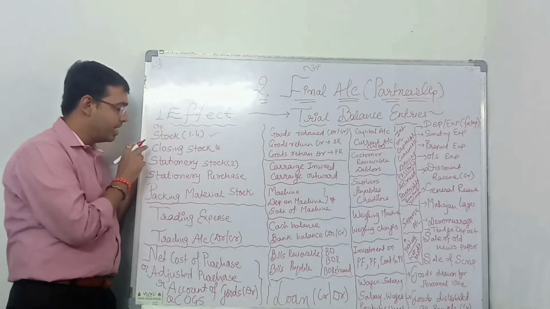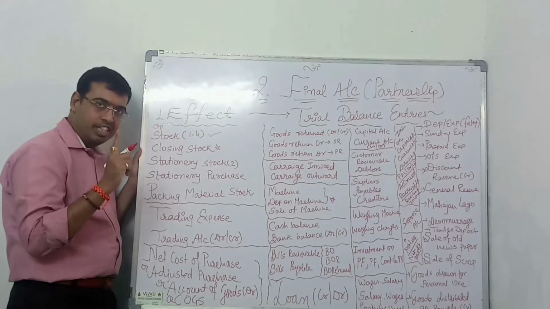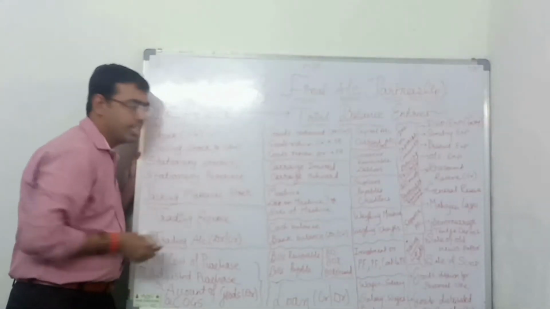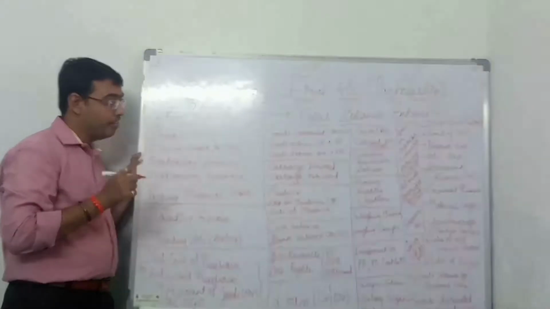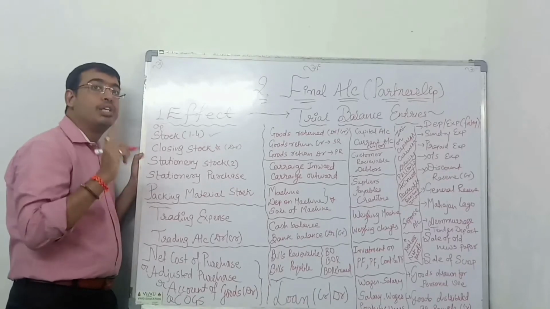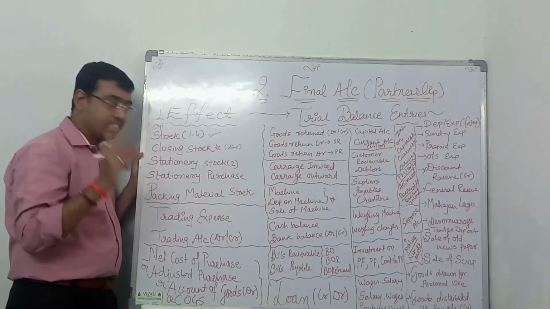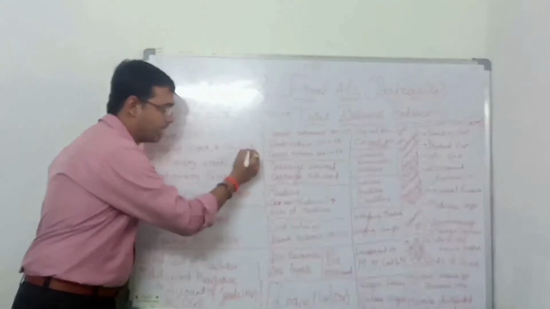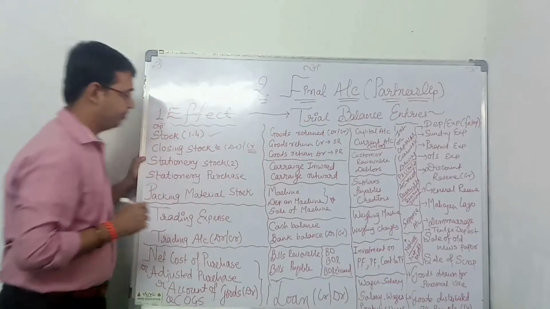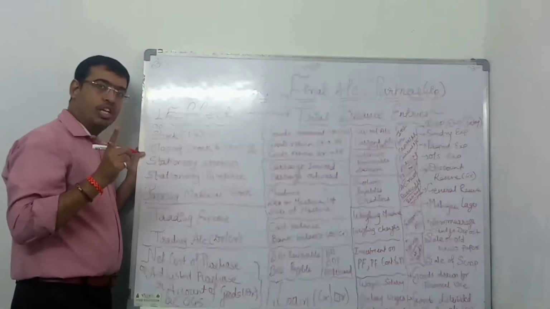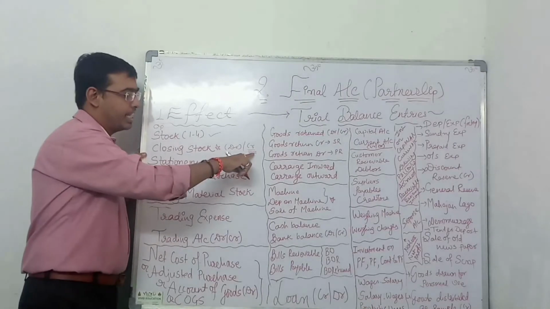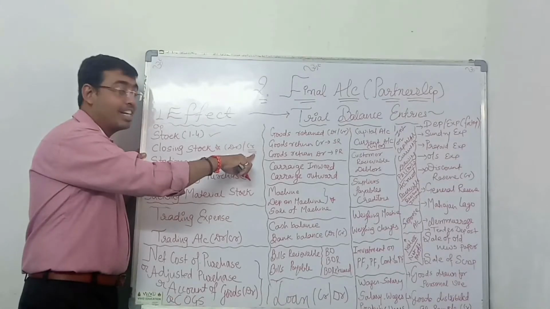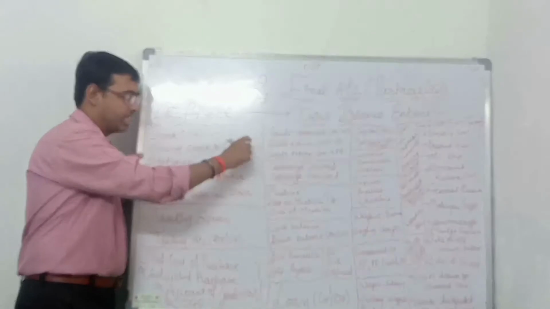When closing stock is given in the trial balance and it is given in the debit side, you have to write it in assets. If it is given in the credit side, which is most of the time the case, where will you write it? Trading account, credit side. Okay?